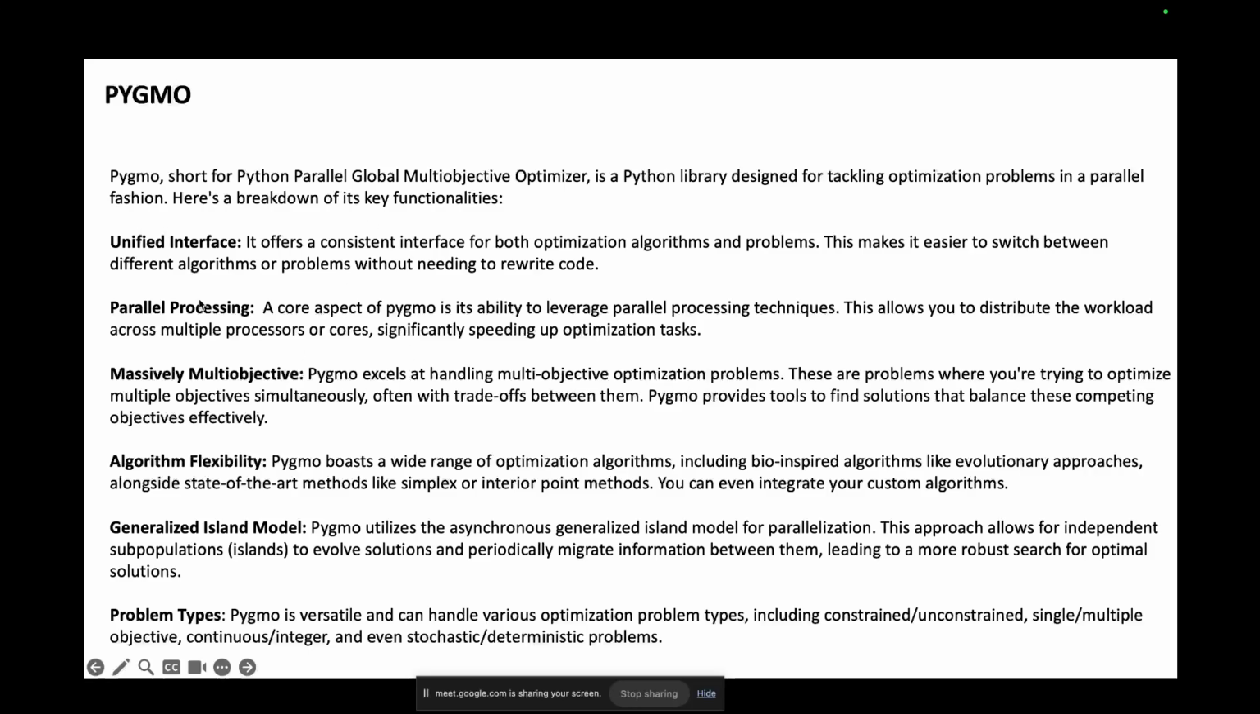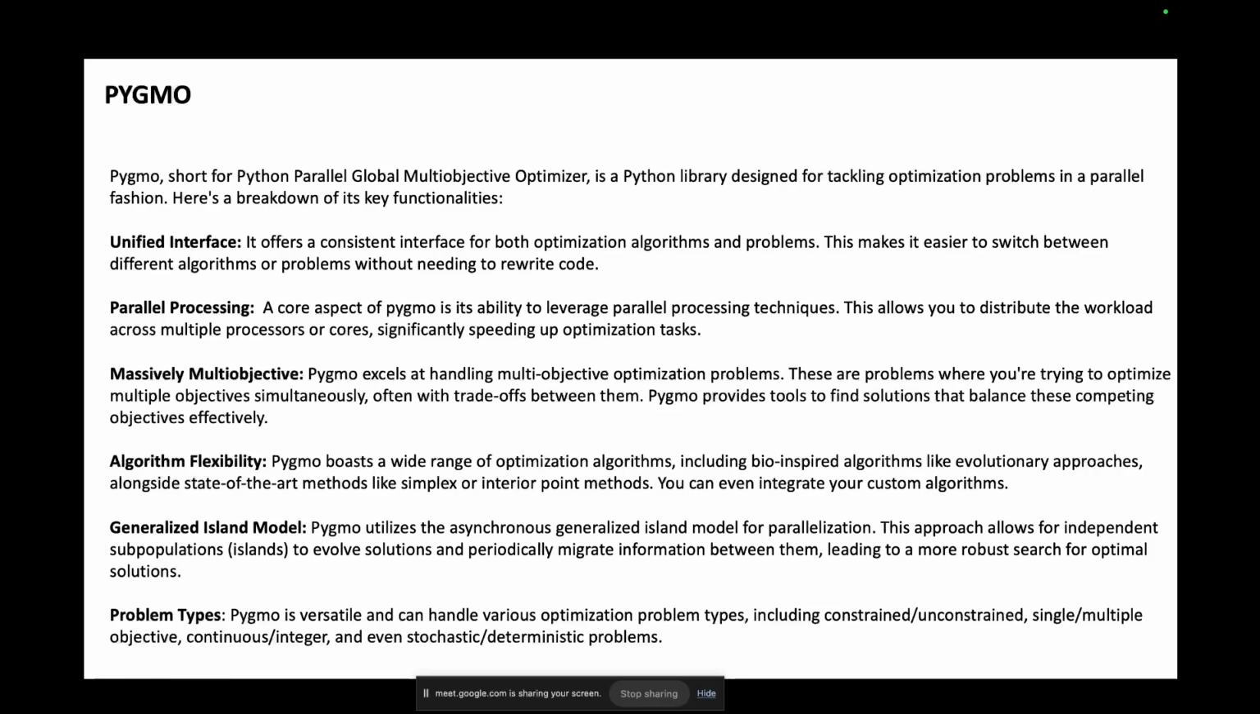So do not focus on these unified interfaces, parallel processing, and so on, but the idea is to handle multi-objective optimization problems together. These are problems where you're trying to optimize multiple objectives simultaneously, often with trade-offs between them, and this software provides the tools to find solutions that balance these competing objectives effectively.